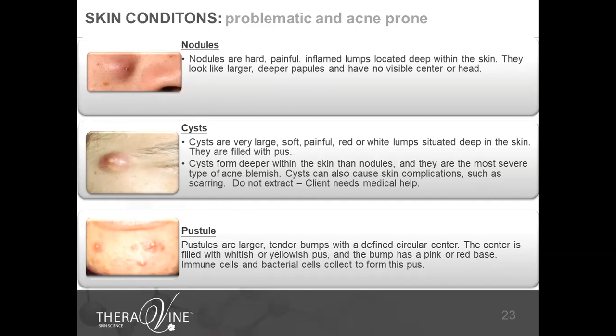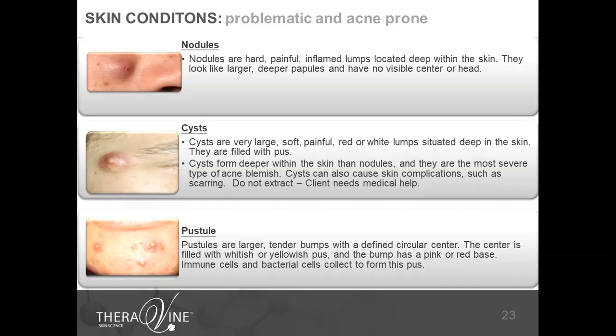And a cyst, we also don't treat. They are very large, soft, painful red and white lumps. They're really, really deep. They are filled with pus. They are deeper within the skin than a nodule, and they are most severe. This is really the most severe type of acne.